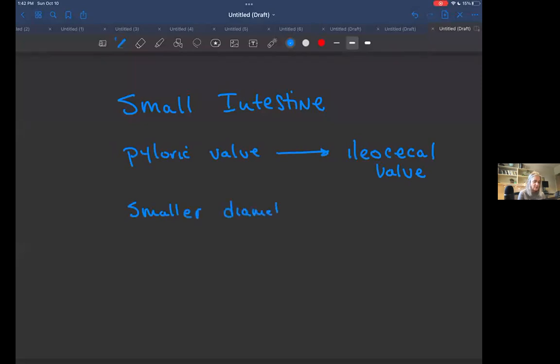So we have a smaller diameter compared to larger, or the large intestine, but it is longer. So I'll put "but longer" in comparison.